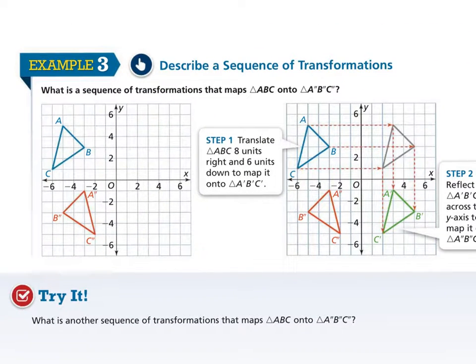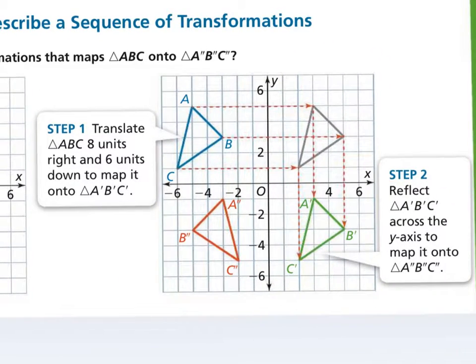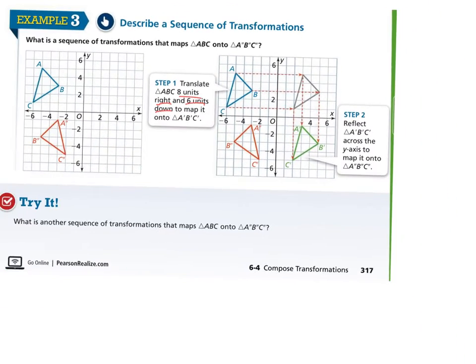What the book's saying is we're going to translate this 8 units to the right and 6 units down, and then we're going to reflect it. So they actually kind of did, it's kind of 3 things, but if we do the translations all in one step, going to the right and down in the same step, and then do that reflection, then we can say it's kind of only 2 things that we're doing to get to that point.